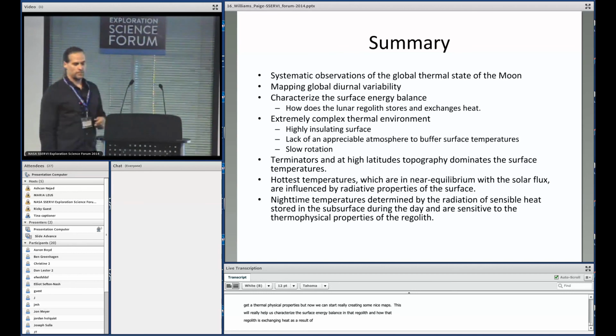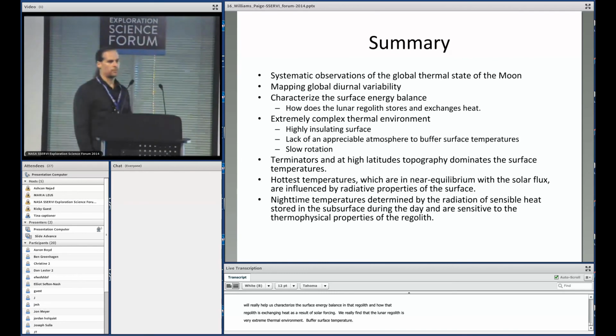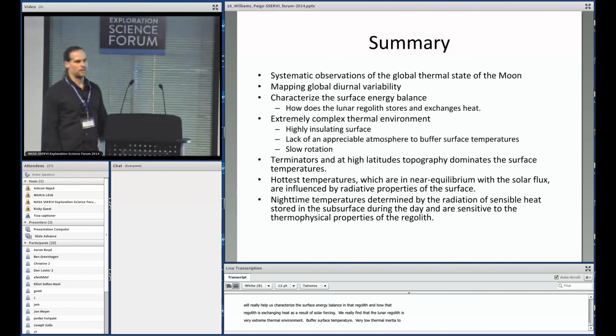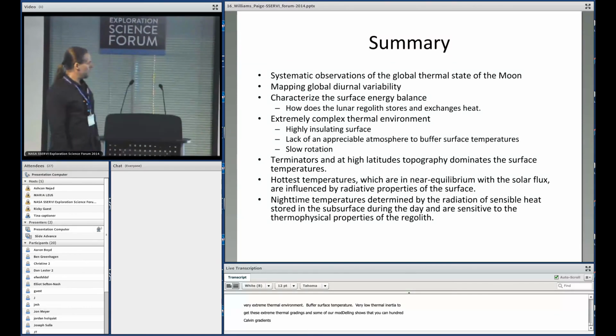We really find that the lunar regolith is a very extreme thermal environment. It doesn't have much of an atmosphere to buffer surface temperatures. It's a very highly insulating surface. It's got a very low thermal inertia. So you get these extreme thermal gradients, down to length scales as small as we can see. Some of our modeling shows that you can have 100 Kelvin gradients that are just centimeters apart. And at the terminators, you have a very complex temperature field just due to the topography at low sun angles. So at high latitudes near the terminator, temperatures are very complex.